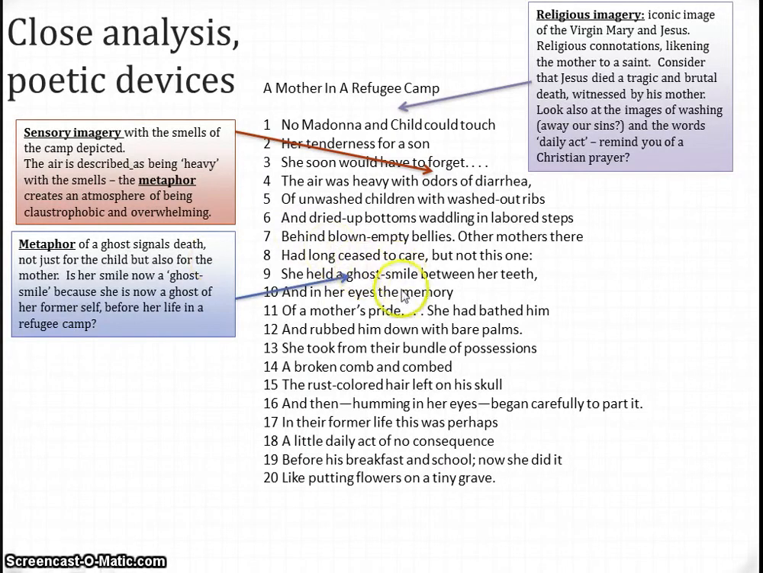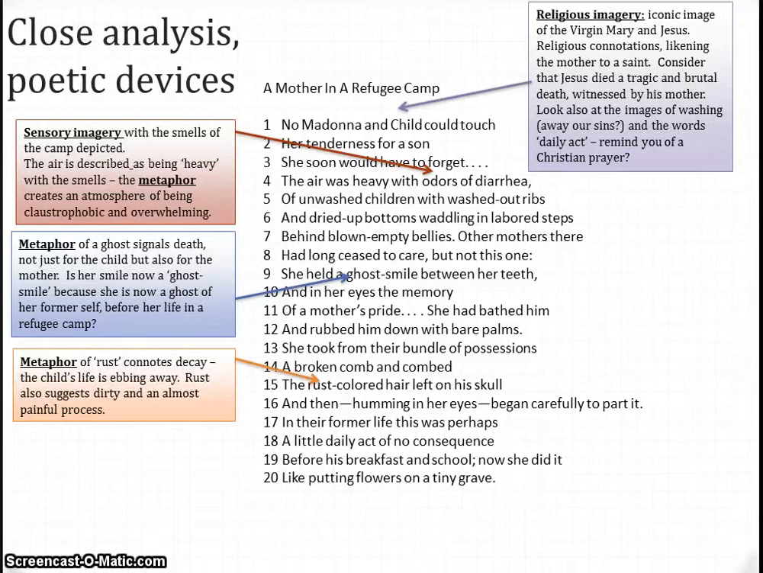The metaphor of the ghost smile might be slightly confusing for you. Think about this. A ghost signals death. So think about the connotations of the word. Not just for the child, but also for the mother. Could her smile, her ghost smile, be because she is now a ghost of her former self? Is it because of her life in a refugee camp? Is it signalling to us that potentially she is close to death also? Lots of different ways to read that.